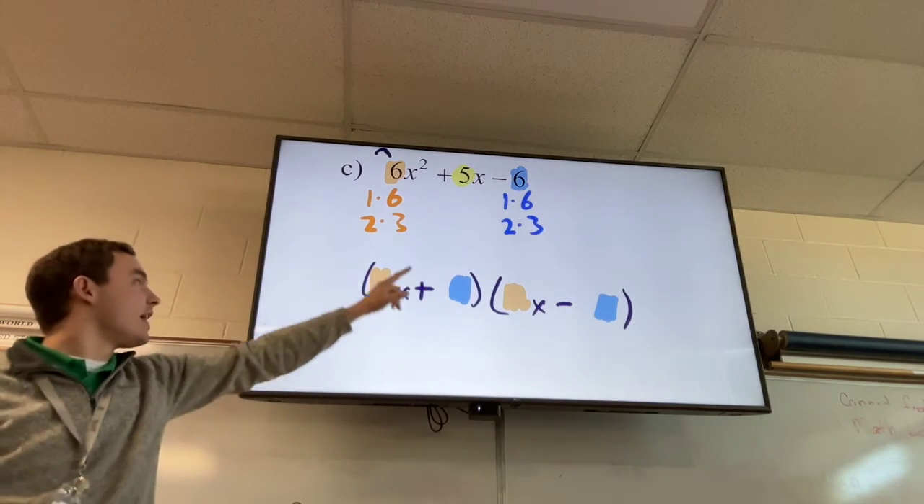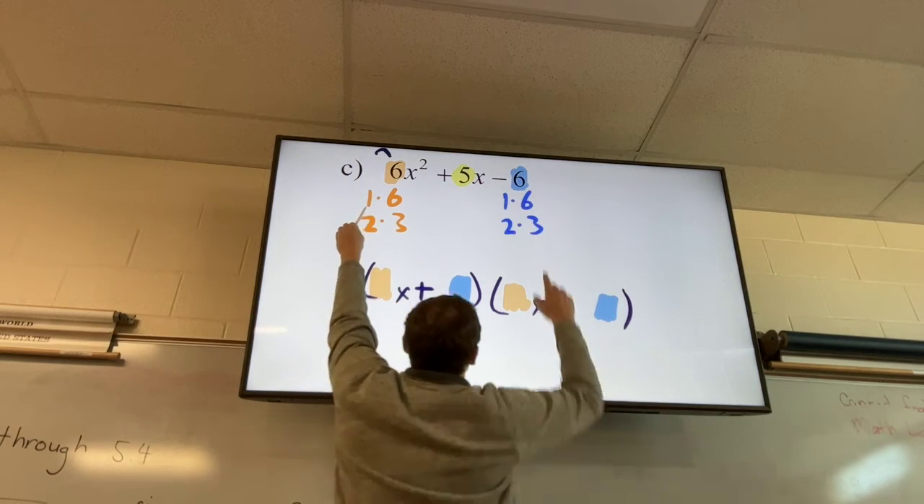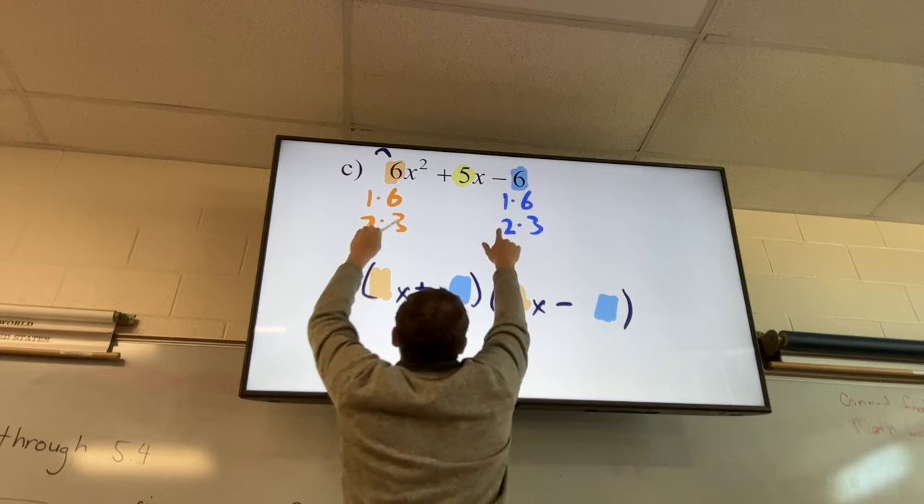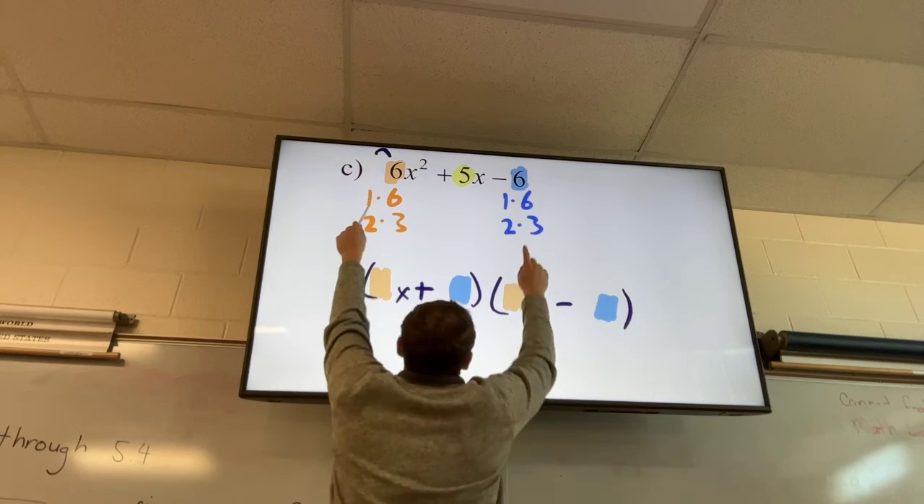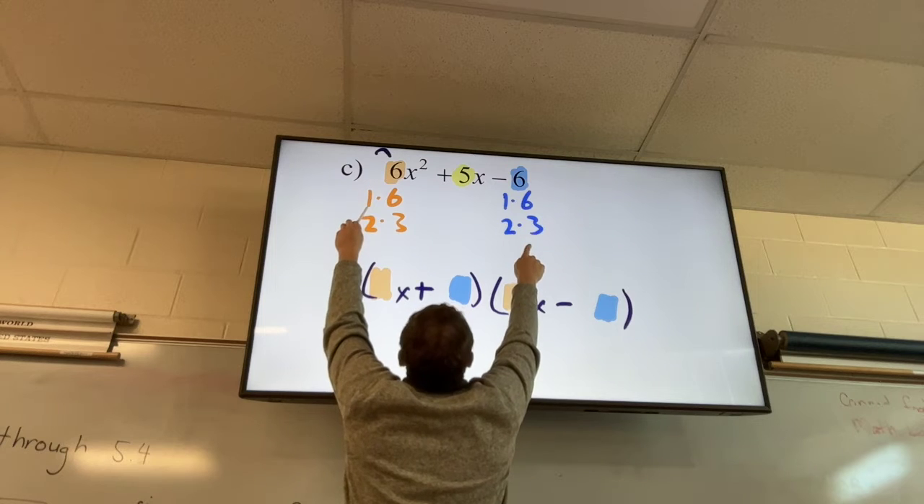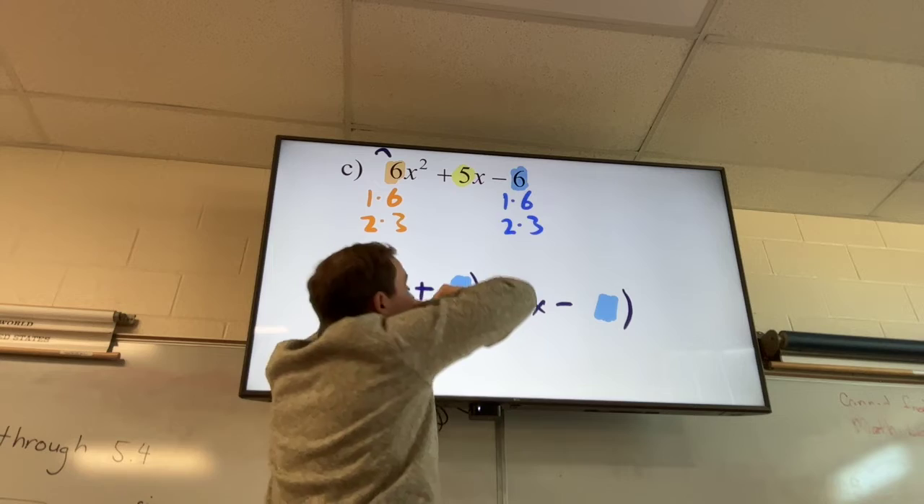Okay. Right, so let's try this. Outer numbers, 1 times 6 is 6. 6 times 1 is 6. 6 minus 6 is 0. Not going to work. All right, so let's go to the next blue pair. 1 times 3 is 3. 6 times 2 is 12. 12 minus 3 is 9.